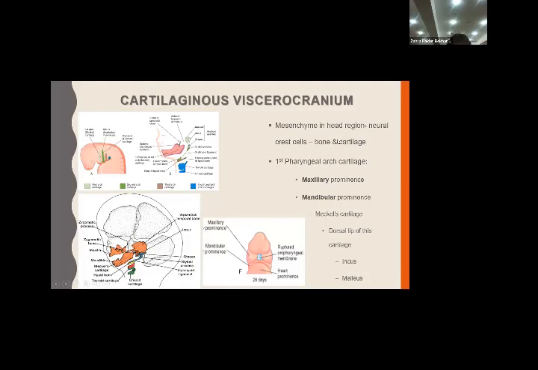Now let's come to the viscerocranium. I told you, viscera means face. So it is the cartilage that surrounds the face. Now the bones that form the face develop by 2 processes. Some bones develop by intramembranous ossification, and some bones develop by intracartilaginous ossification.